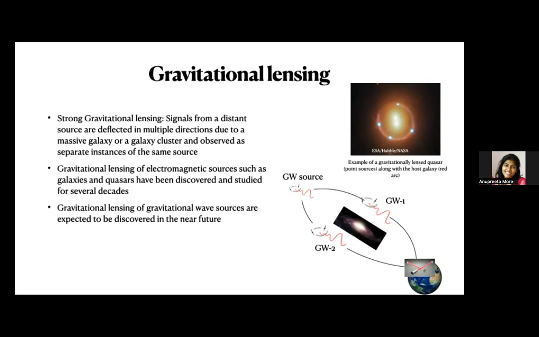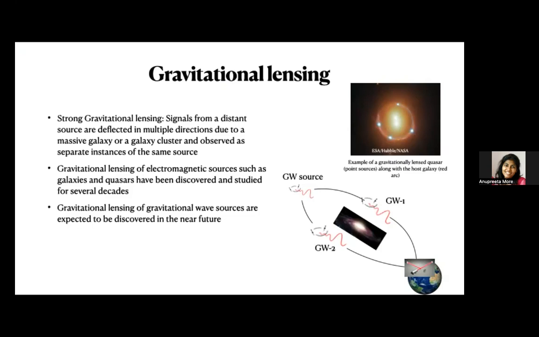Okay, so in gravitational lensing, strong gravitational lensing, we expect to see multiple images of a background source lensed by a galaxy or a group of galaxies in the foreground. So a similar kind of effect we expect to see for gravitational wave sources.